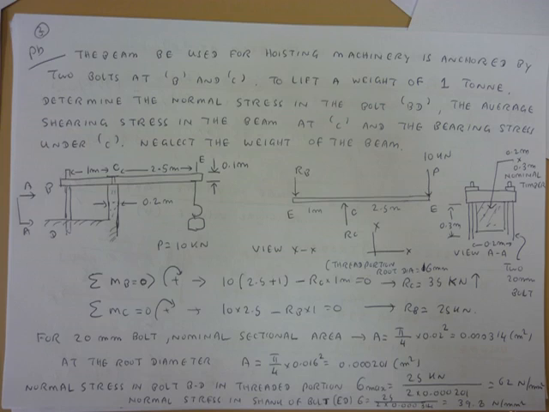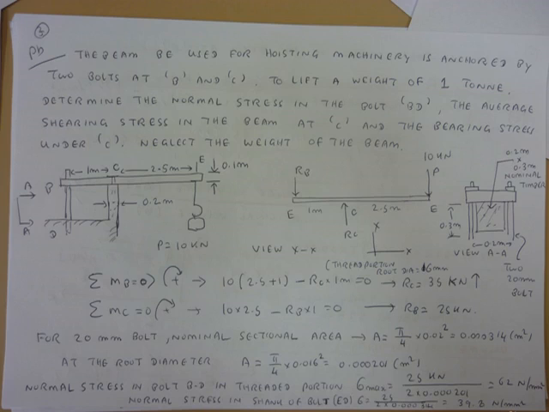The root diameter can also be calculated. Pi by 4 multiplied by 0.016 squared gives 0.000201 meter square. The force we calculated, RB of 25 kilonewton, is subject to the root area, 0.000201 meter square. There are two bolts, so we divide by 2. So 25 kilonewton divided by 2 multiplied by 0.000201 gives 62 newton per millimeter square.